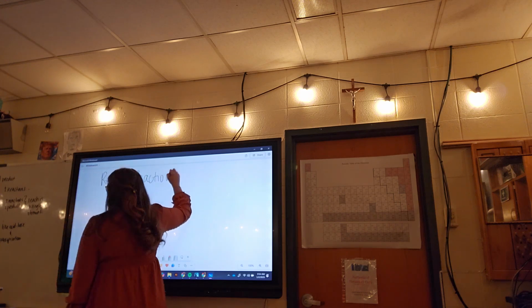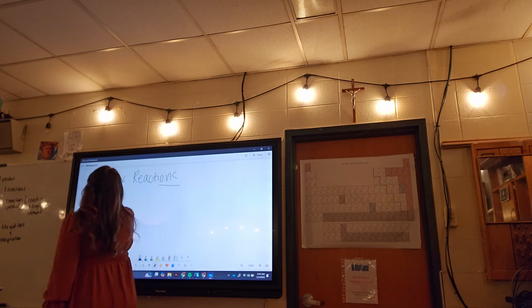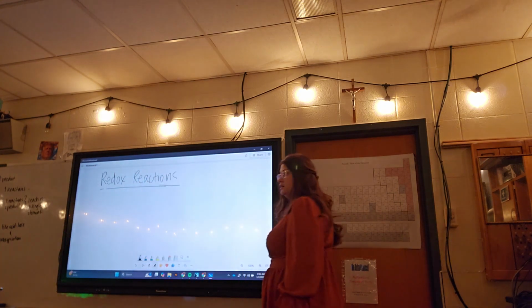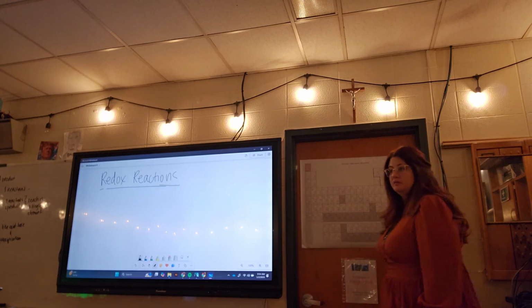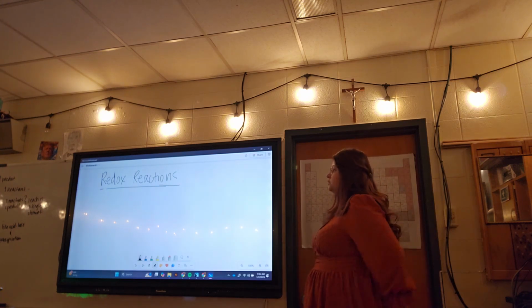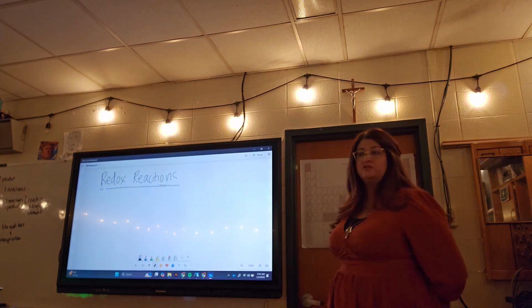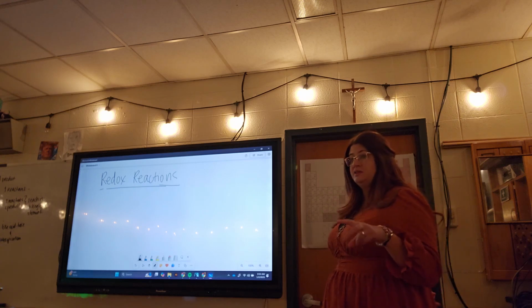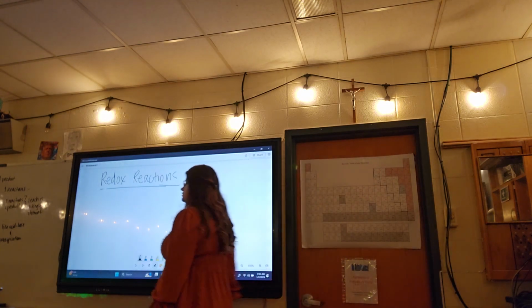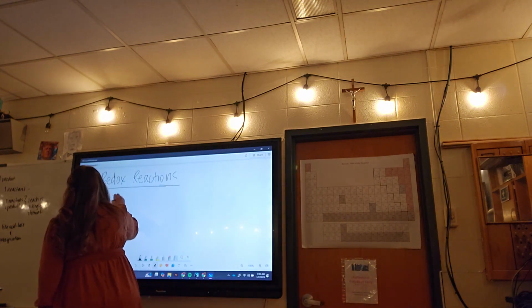Redox reactions are interesting because they are things that we use every single day. We might not know about it, but they're important for our quality of life. Okay, so a redox reaction is a combination of two separate chemical processes that have to occur at the same time. The first of the processes is called oxidation.